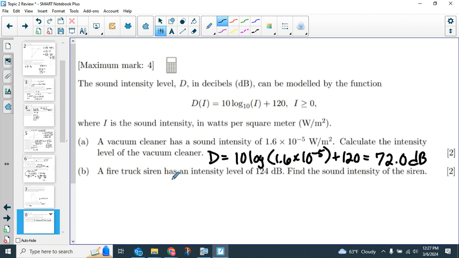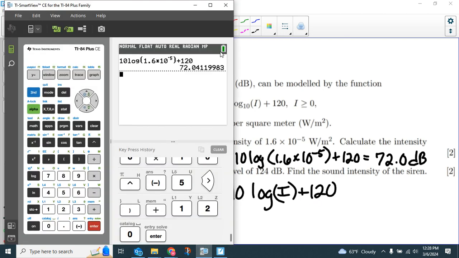All right, a fire truck siren has an intensity level of 124 decibels. Find the sound intensity of the siren. So now it's giving me D, and I need to solve for I. So we're going to have 124 is equal to 10 times the log of I, plus 120. We could use the definition of logarithm, but why would we? Yes, numeric solver, save us some time.